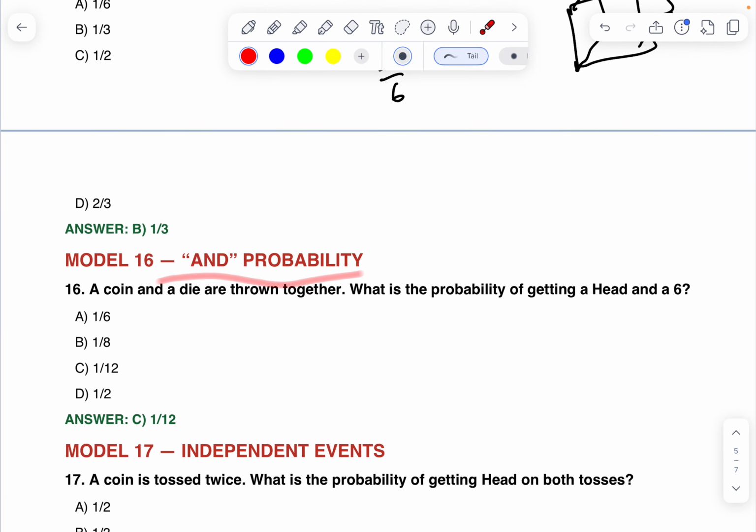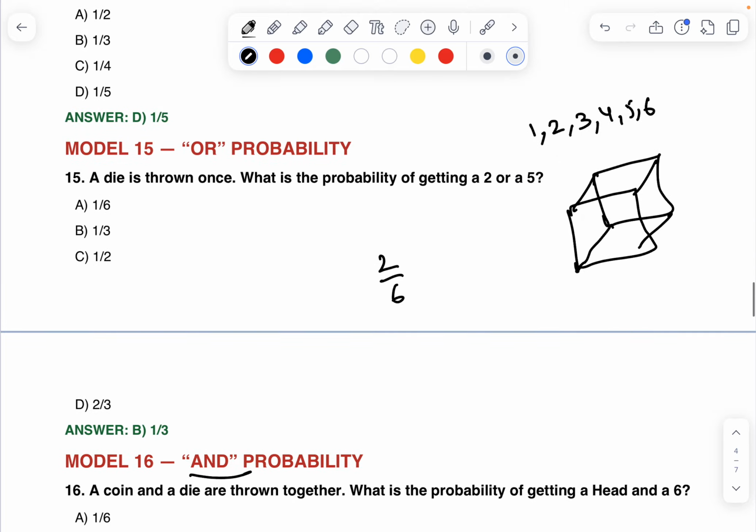AND probability. A coin and a die are thrown together. What is the probability of getting a head and 6? Head and 6. Simple, 1 by 12 is the answer. Why? Because some think AND is a symbol of multiply, or OR is a symbol of addition.